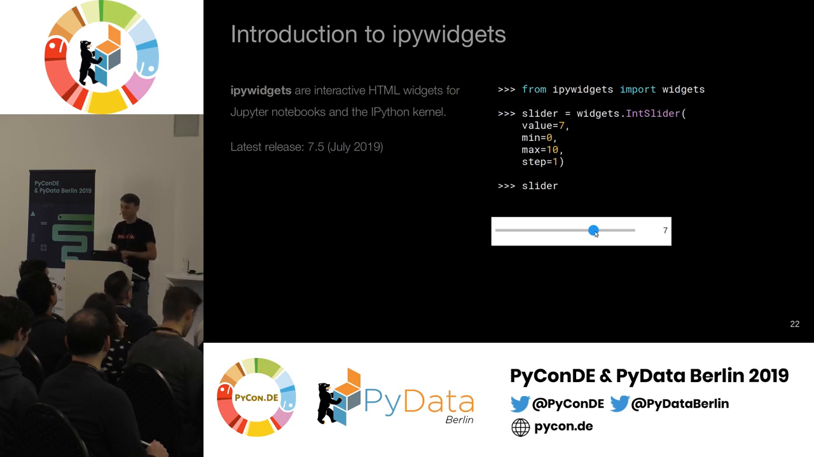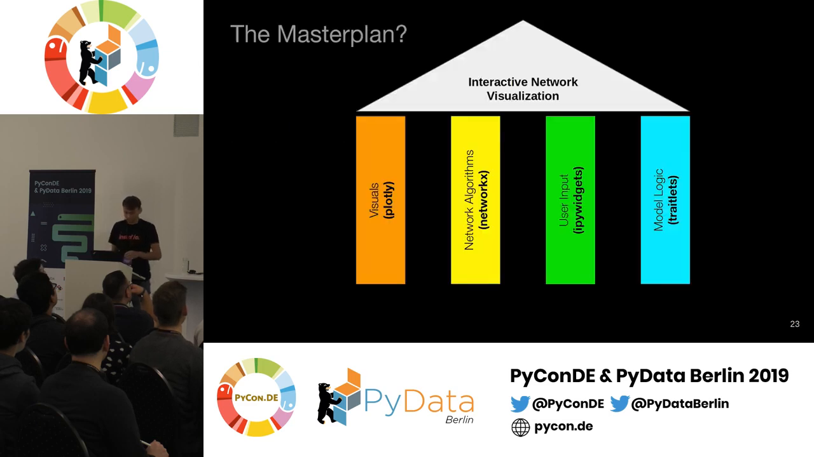In this case, I'm establishing an integer slider with values between 0 and 10, steps of 1 and the default value of 7. And once I execute this in a Jupyter notebook, I immediately get a very nice HTML widget that I can drag and play with very easily. So these were all the 4 components that I needed.